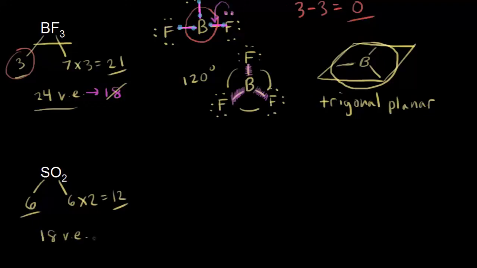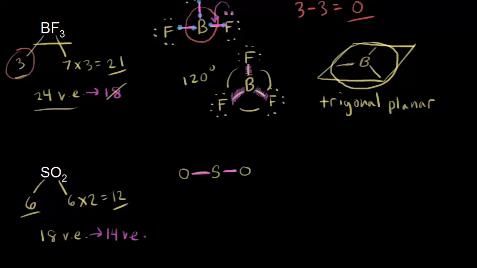Sulfur is less electronegative. If you look at a periodic table, sulfur is below oxygen, so sulfur is going to go in the center. Sulfur is bonded to 2 oxygens like that, so that just represented 4 valence electrons. Here's 2, and here's 2 more. So 18 minus 4 is 14 valence electrons left.